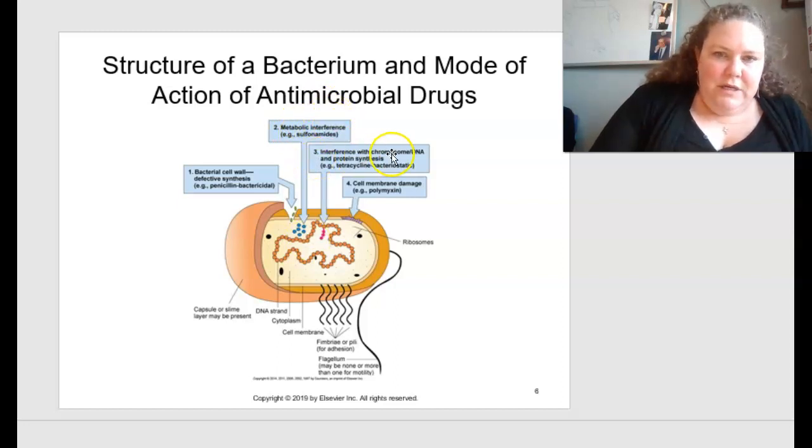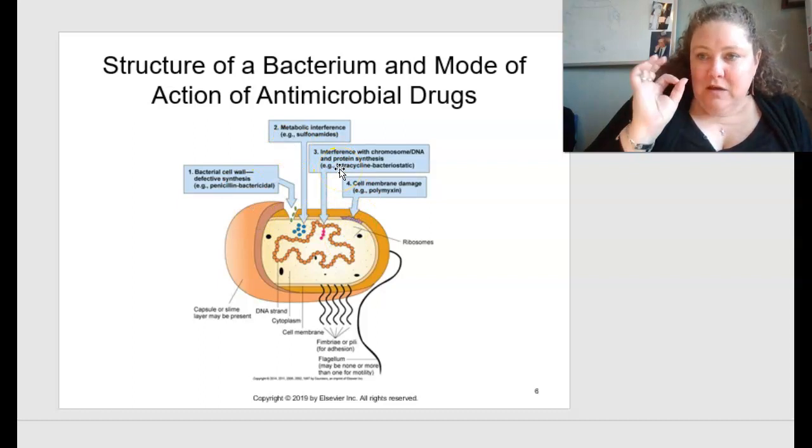You have over here in 3, it shows that you have an interference with the chromosome, DNA, or protein synthesis, and this would be like through the actions of tetracyclines or bacteriostatic antimicrobial drugs. And then down here in 4, it shows that there are some antimicrobial drugs that can cause cell membrane damage, and an example of that would be a polymyxin. Okay, so you can see that we can target different parts of the bacterial cell in order to make effective antimicrobial drugs.